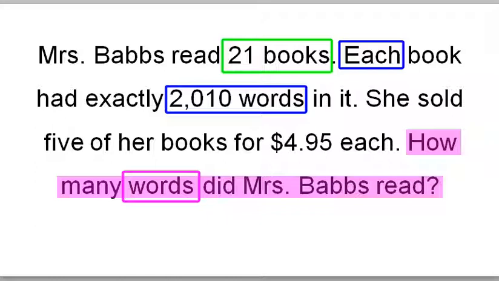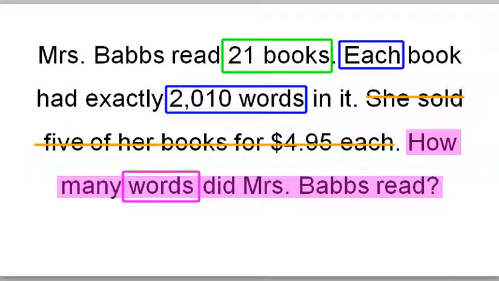How many words did Mrs. Babs read? So I want you to ask yourself, is the amount of money that she sold 5 of her books for even relevant? Do we really care that 5 of her books were sold or that they were sold for $4.95? Because in our question it says, how many words did Mrs. Babs read? It's not necessarily asking us how much Mrs. Babs made when she sold her books. So this part right here where she's selling the books is irrelevant. It doesn't actually help us solve the problem. It's there just to kind of confuse you.